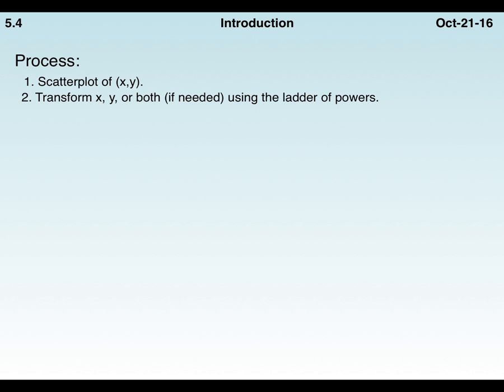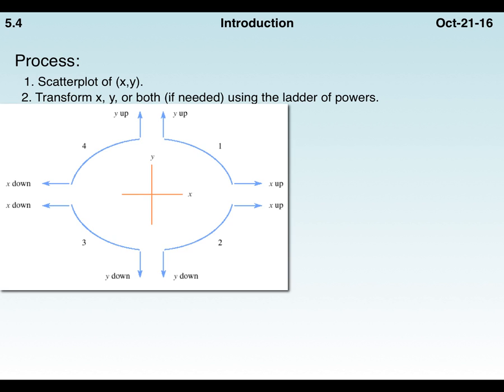For me personally, I transform one or the other. So I never transform both x and y at the same time, because then you don't know which transformation is having what effect. Does that make sense? If I change them both at the same time, I don't know what they're doing. So I personally normally transform x, but it's x, y, or both.